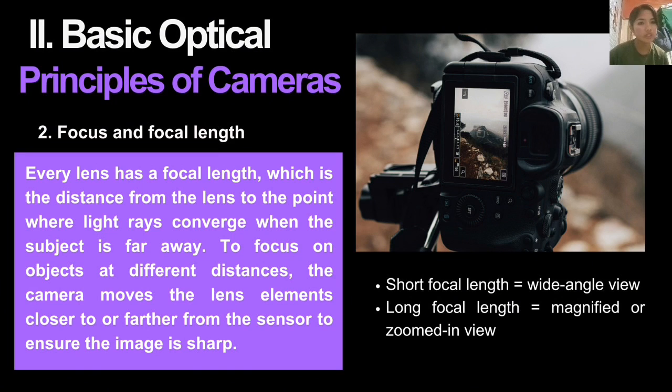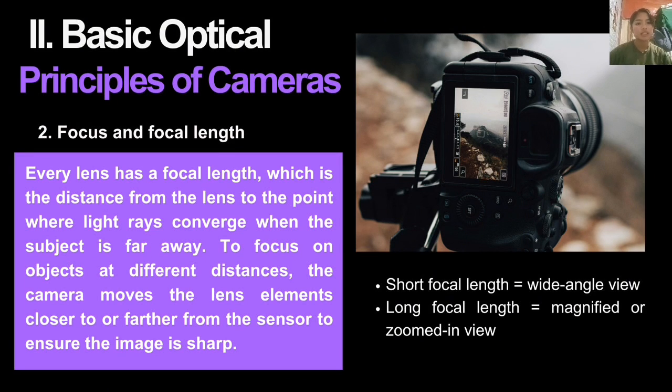Next, if you're using a camera, all you have to do is to adjust the position of the lens so that the light rays from the subject meet exactly on the image sensor. If the lens is too close or too far, the image becomes blurry. So you really need to adjust. Most modern cameras have autofocus systems that do this automatically, but some also allow manual focus. So it depends on the camera.